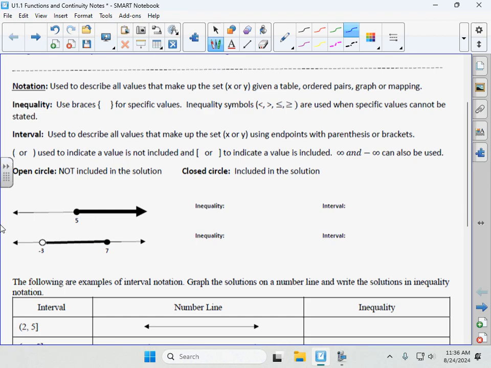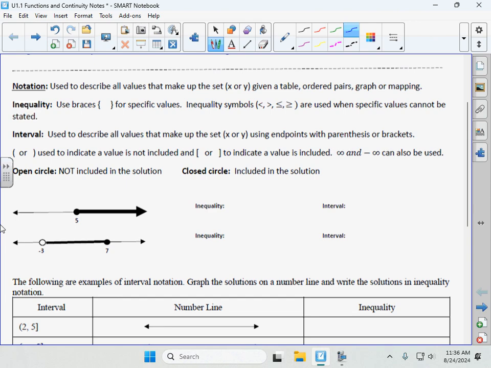On a graph, if you see an open circle, that means that number is not included in the solution. And if you see a closed circle, that means that value is included. All right, so here's a couple graphs. We're going to practice writing the solutions that are shaded in inequality notation and interval notation.